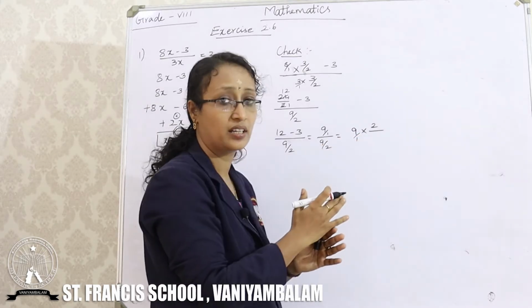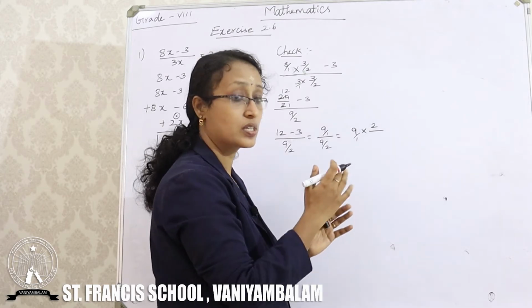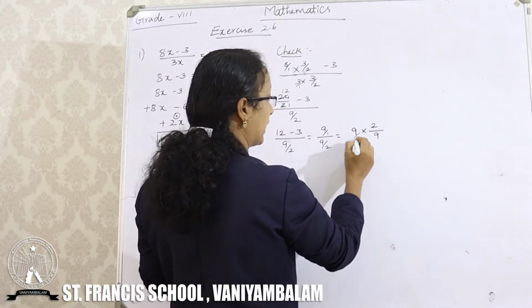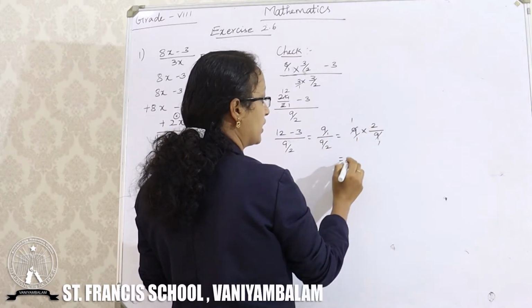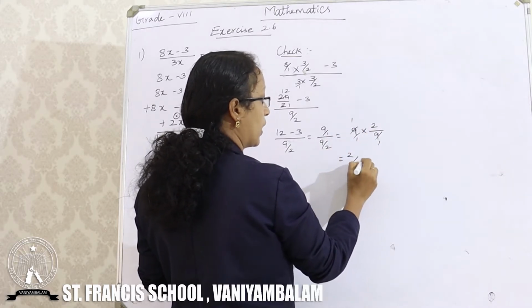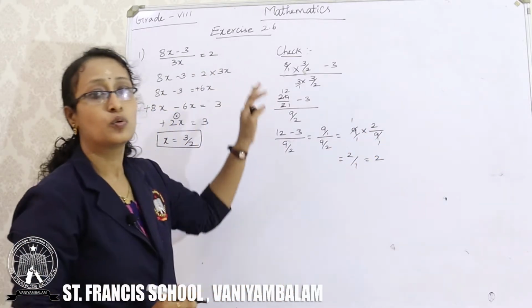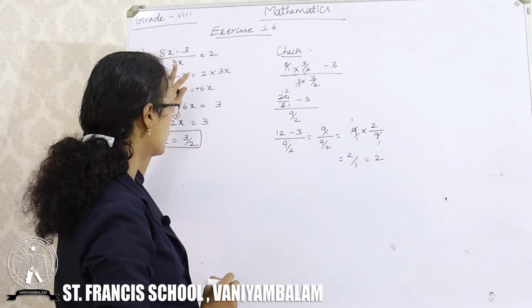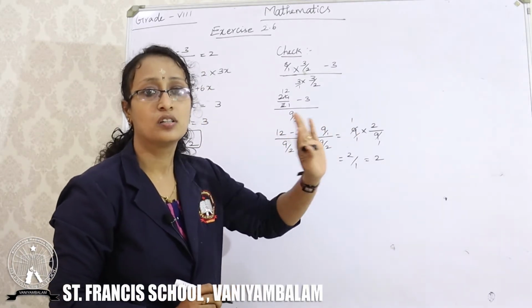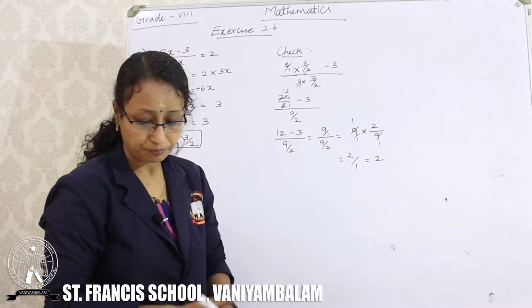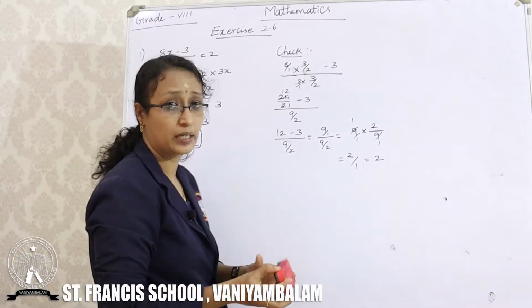What is your denominator? 9 by 2. When you take the reciprocal, you will get 2 by 9 and the 9 will get cancelled. 1 times, so 1 into 2 is 2, divided by 1, which is nothing but 2. That is the answer. Got it? So you can check whether your answer is correct or not. Right? Okay.